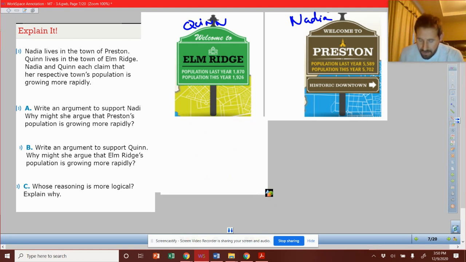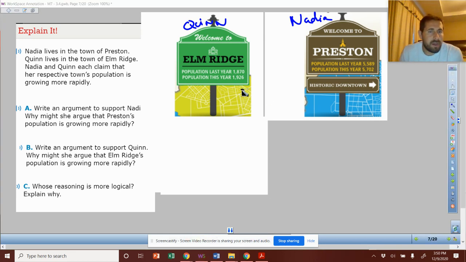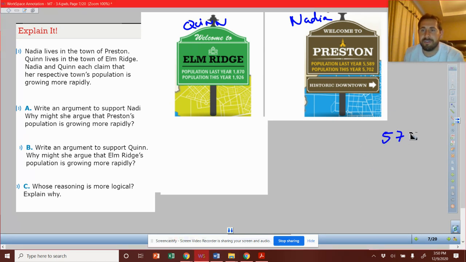Okay, so what would you argue for Nadia? Let's see where she's at. There's the population last year, and it's increased to 5,702. So what is that increase? So you can do 5,702 minus 5,589, and you can find out what that would be. It's 113.